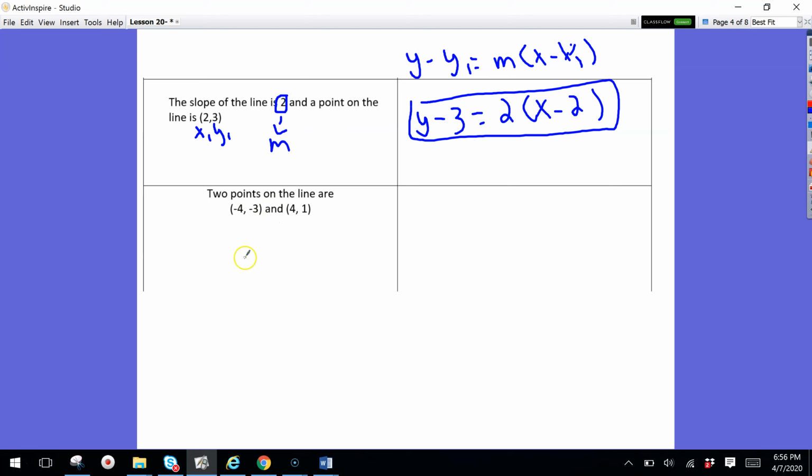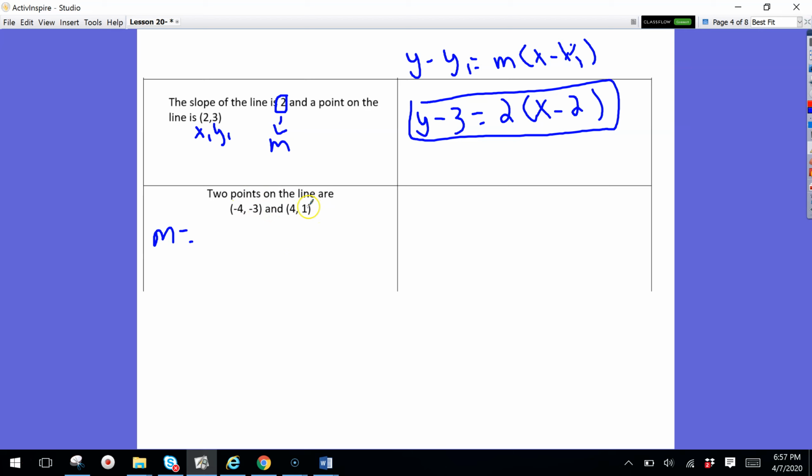Now here I have 2 points. Well, I definitely have an x1 and a y1, so I'm leaning more towards using point-slope, but how can I find the slope? How do you find the slope between 2 points, the rate of change? Well, you use the slope formula. So first we need to find our m by using our slope formula to see what the rate of change is between these points.